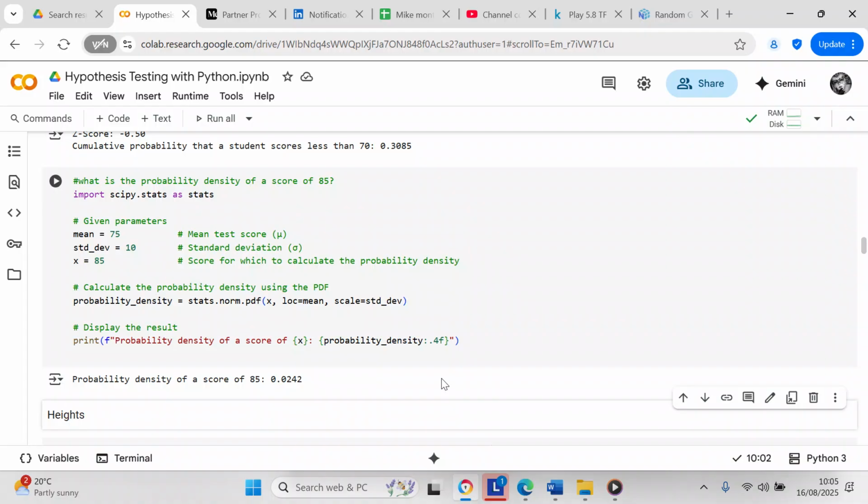Probability density equals stats.norm.pdf(x=85, loc=75, scale=10), where loc is your mean of 75 and scale equals the standard deviation. Then we're going to display the result, the probability density of a score, and that's going to be 0.0242. So that's your PDF.